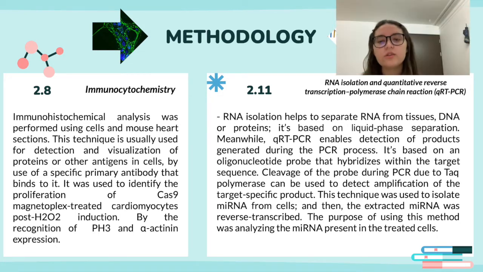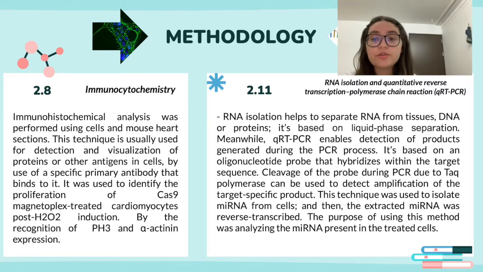The first method used was immunocytochemistry. This technique is usually used for the detection of proteins and antigens in cells. It uses a specific primary antibody to bind to it. It was used to identify the proliferation of Cas9 magnetoplex-treated cardiomyocytes post-H2O2 induction, which means post-stress induction, by the recognition of PH3, which basically marks the active phases of proliferation, and alpha-actin expression.